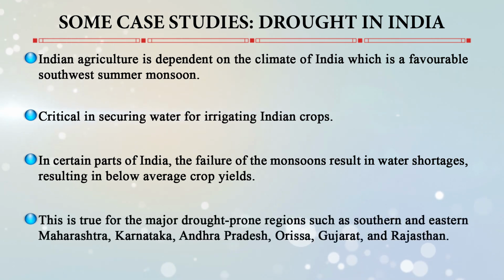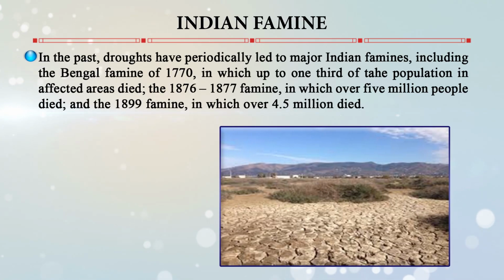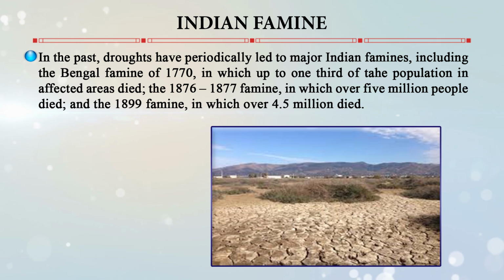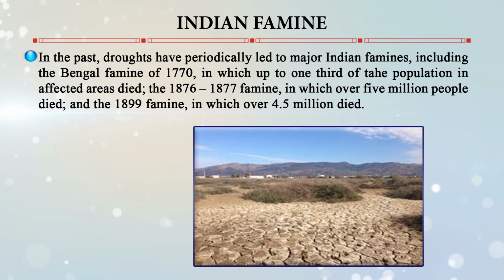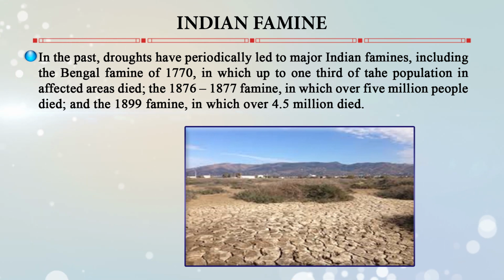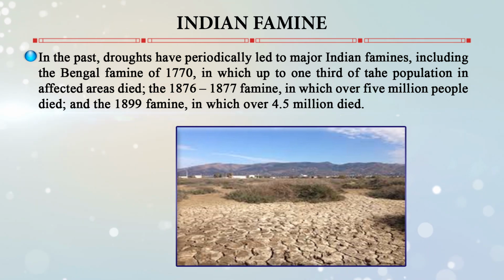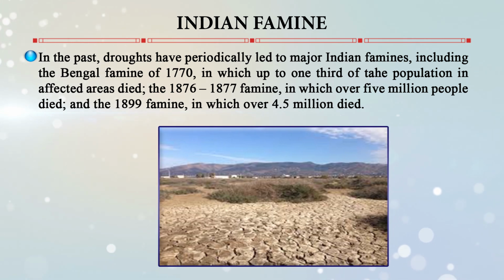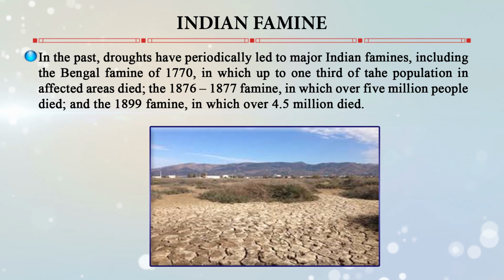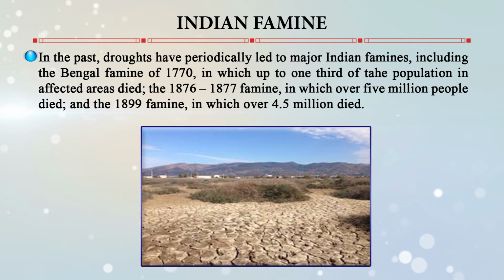This is true for the major drought-prone regions such as southern and eastern Maharashtra, Karnataka, Andhra Pradesh, Orissa, Gujarat and also Rajasthan. One example is the Indian famine. In the past, droughts have periodically occurred and they have led to major Indian famines, including the Bengal famine of 1770, in which up to 1/3 of the population in the affected areas died. In the famine of 1876 to 1877, 5 million people died, and in the famine of 1899, 4.5 million people died. So these were some of the cases relating to the Indian famine.